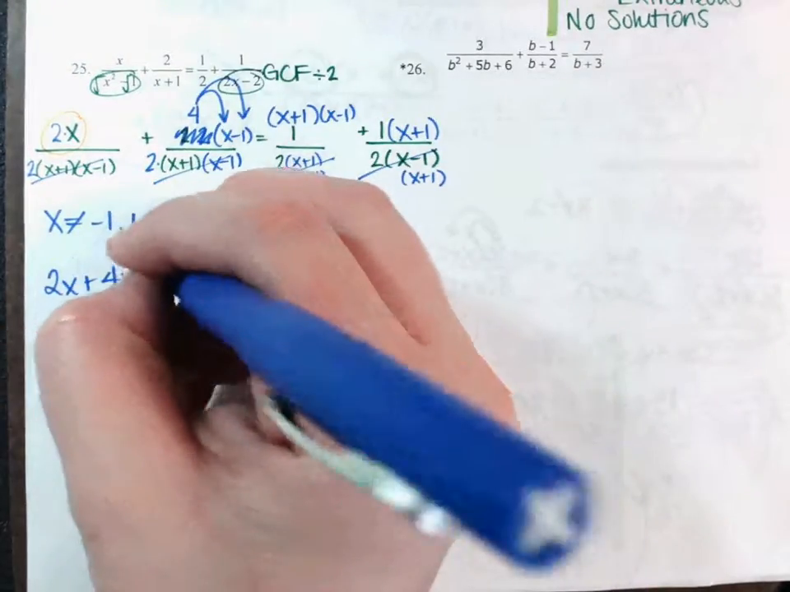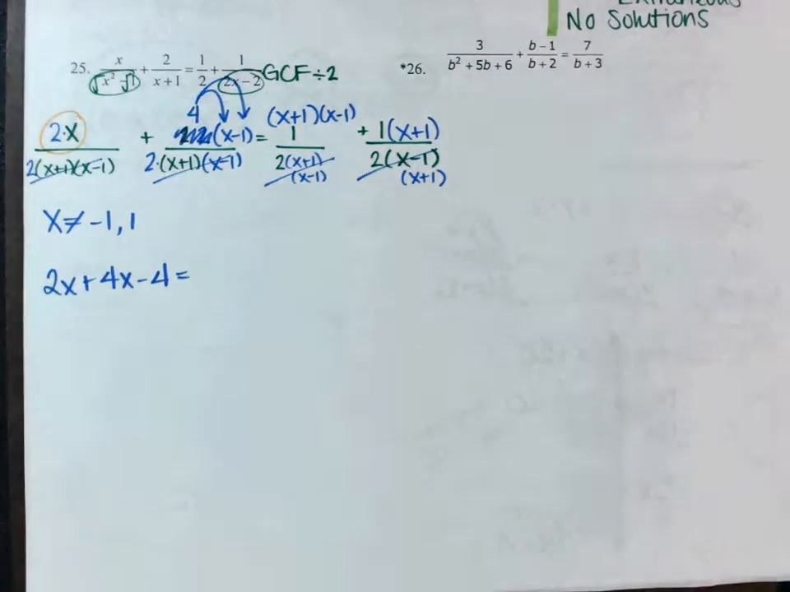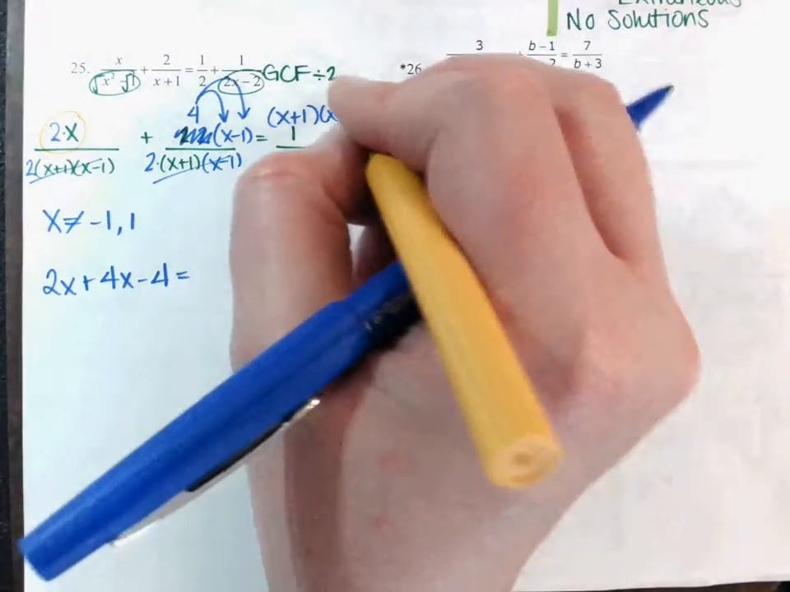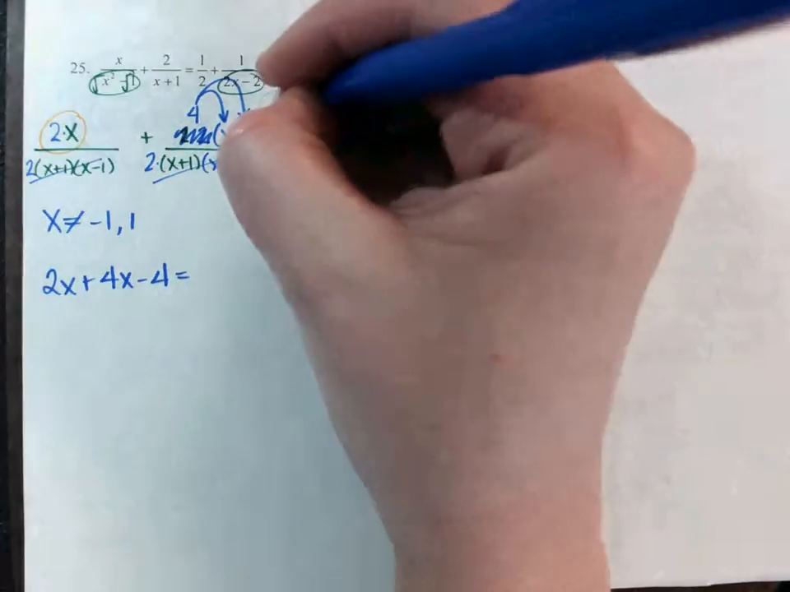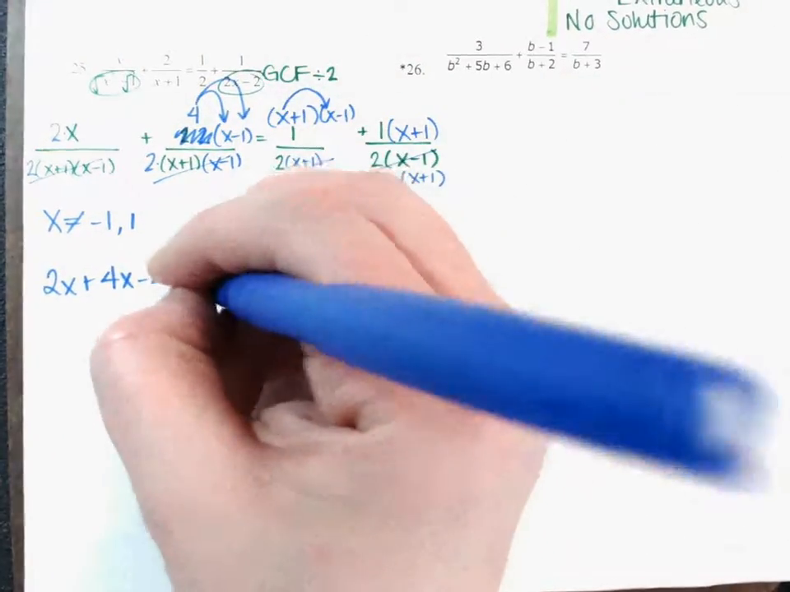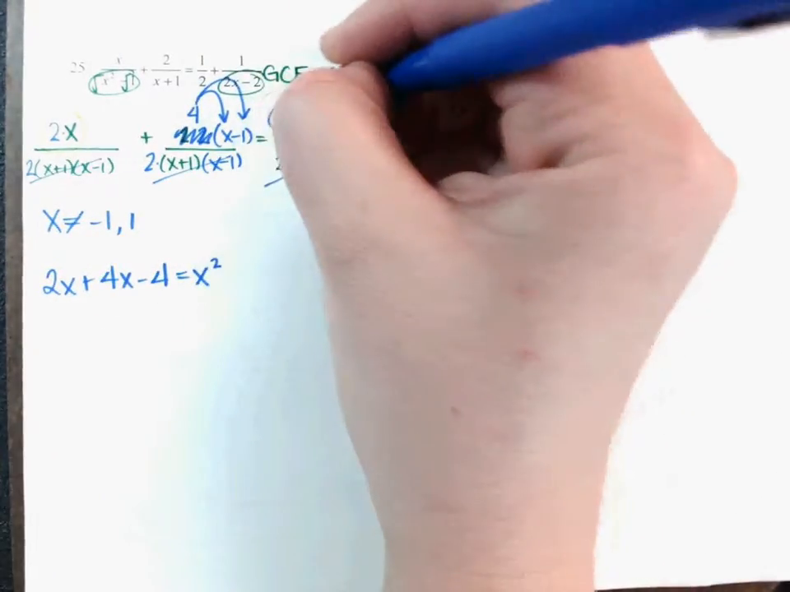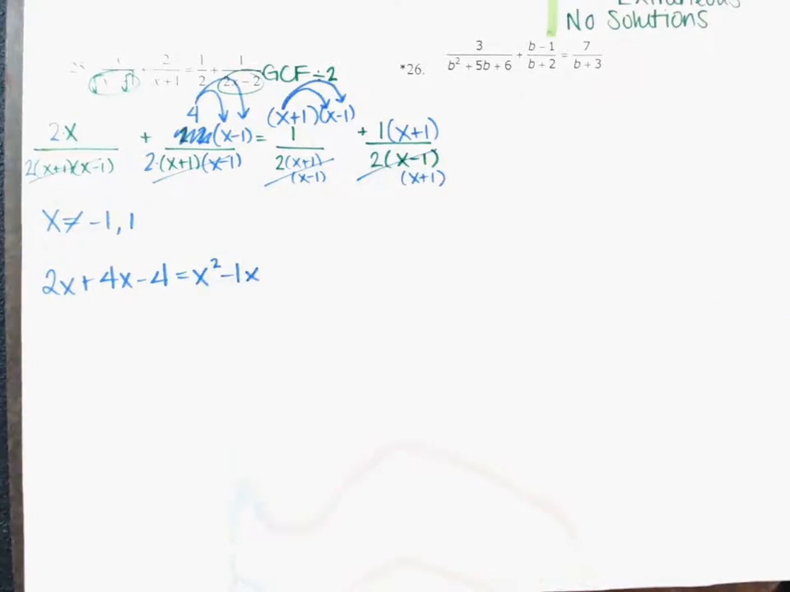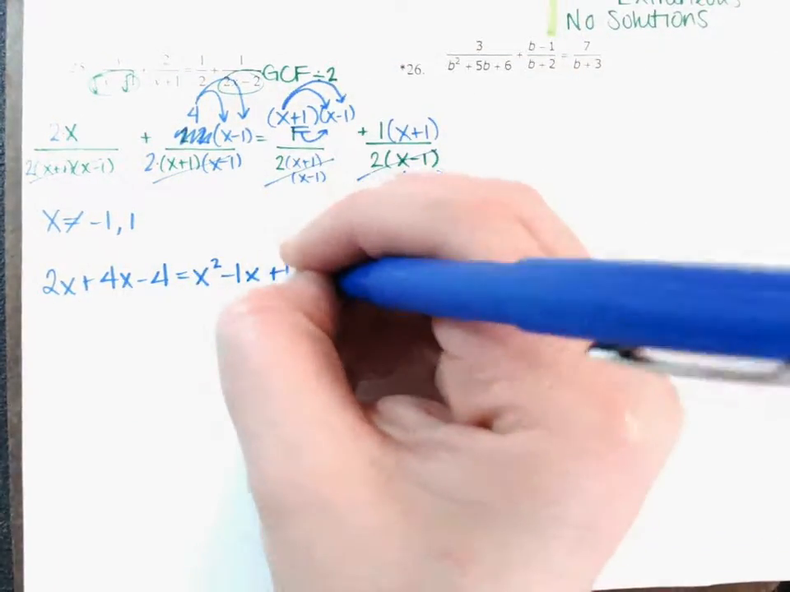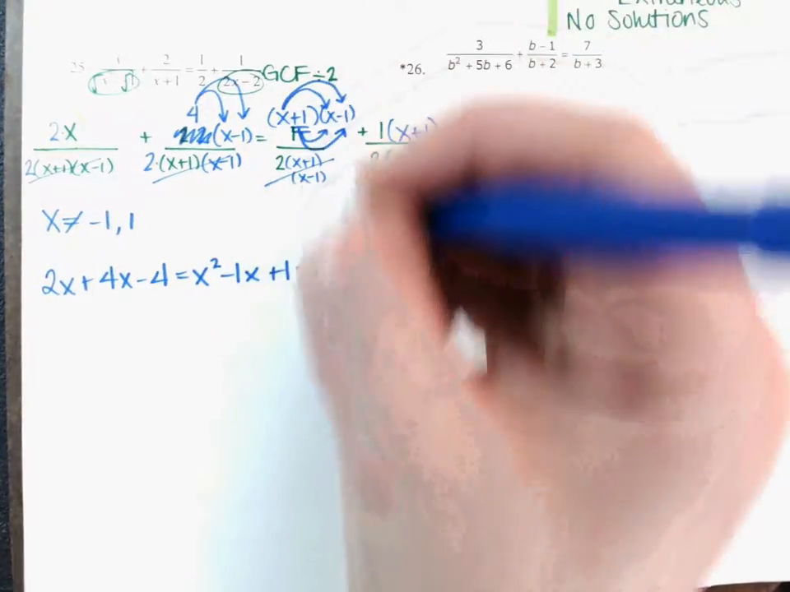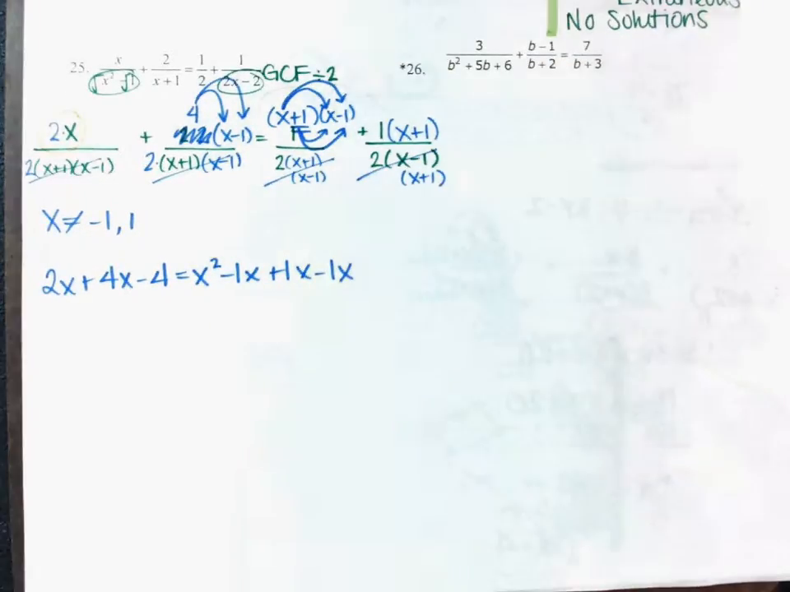4x minus 4. Okay, equals. Then I get to here. What method am I going to need on that? Double distribute. X times x is x squared. X times minus 1 is minus 1x. Then plus 1 times x is a plus 1x. Plus 1 times minus 1 is a minus 1x.